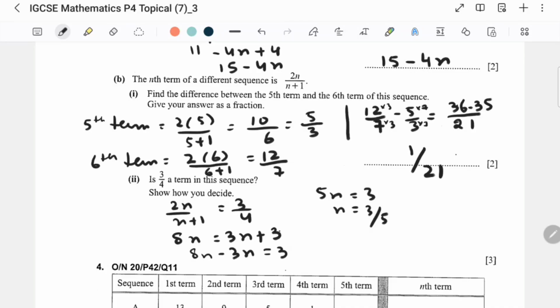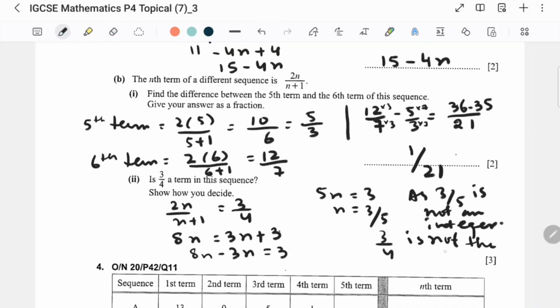Then it's not possible, because the term number cannot be a fraction, it should be an integer. So 3 upon 5 is not an integer, so that's why 3 upon 4 is not a term in the sequence.